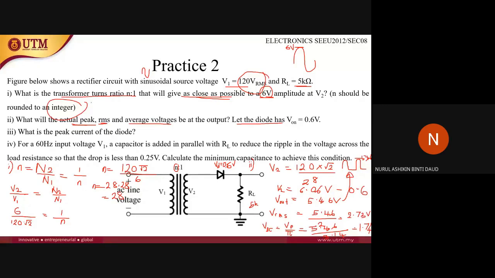So up until here is clear, right? So let's move forward to question number 3. Okay, I have to erase this part here.